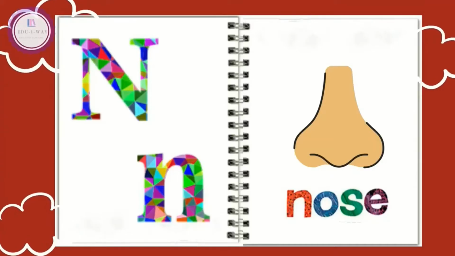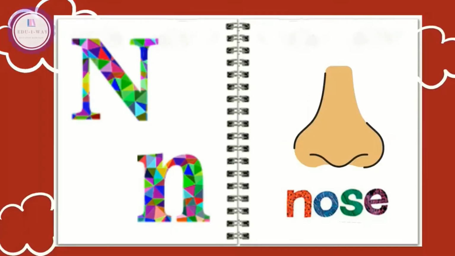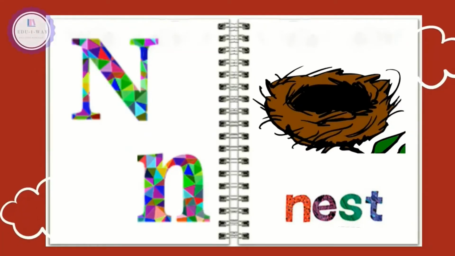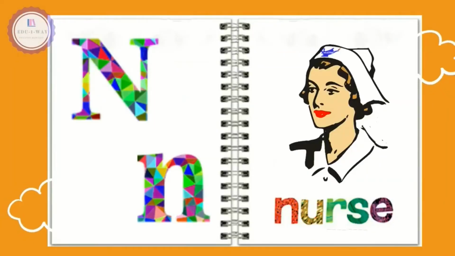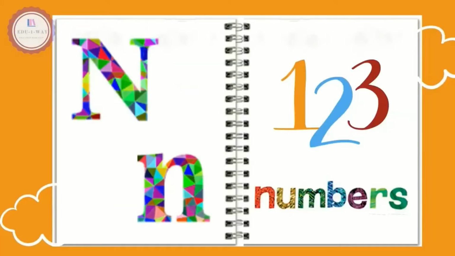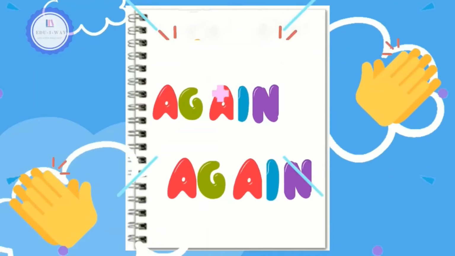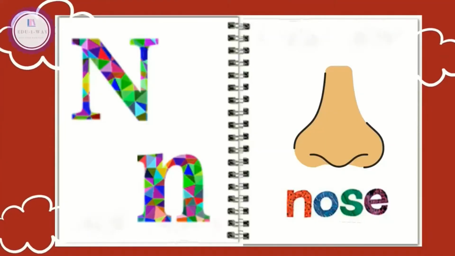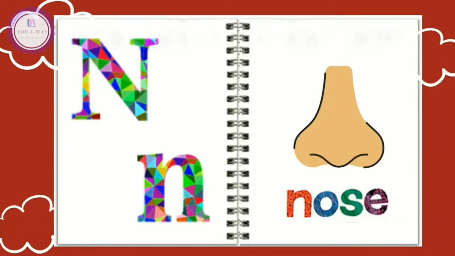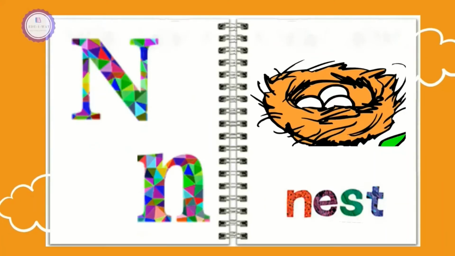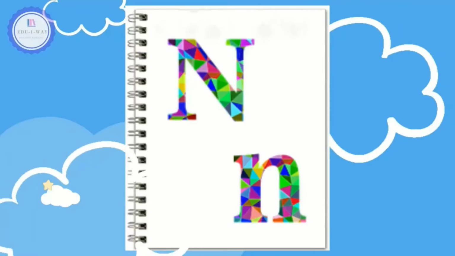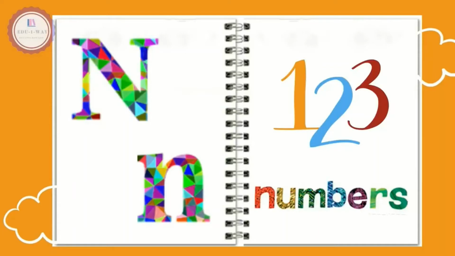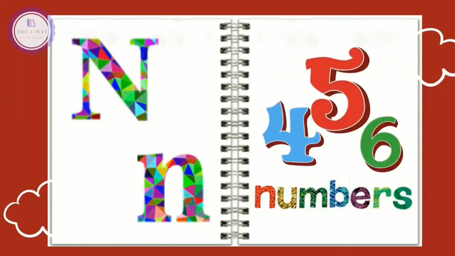N for nose. Nose, nose, nose. N for nest. Nest, nest, nest. N for nurse. Nurse, nurse, nurse. N for numbers. Numbers, numbers, numbers. Yay! Again! N for nose. Nose, nose, nose. N for nest. Nest, nest, nest. N for nurse. Nurse, nurse, nurse. N for numbers. Numbers, numbers, numbers.